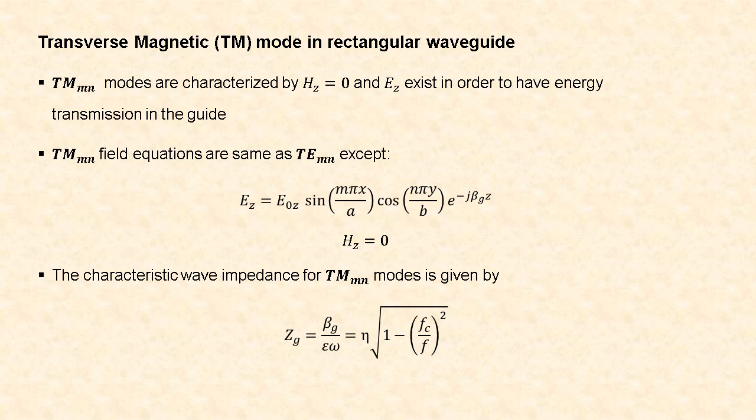The characteristic wave impedance for TM mode is given by Zg is equal to beta g by epsilon into omega, which is equal to eta into square root of 1 minus (Fc by F) the whole square. Here eta is the intrinsic impedance, Fc is the cutoff frequency. All other parameters are the same as TE mode.